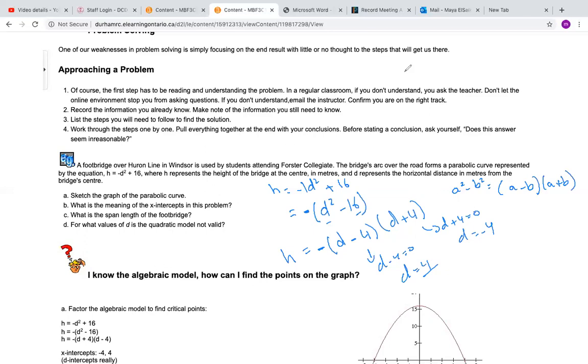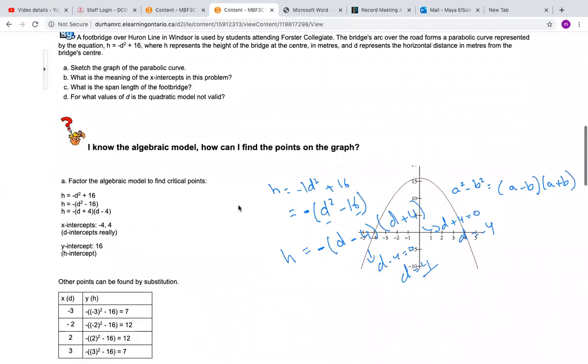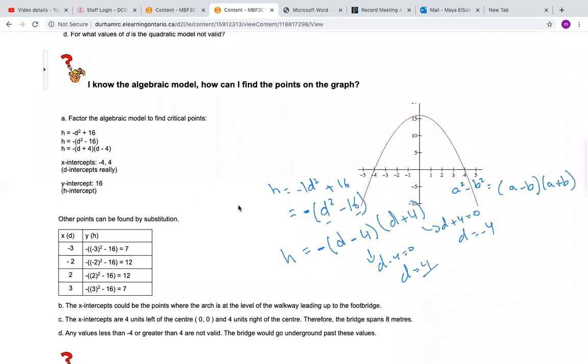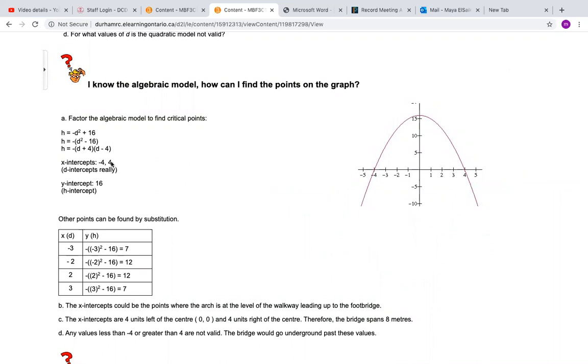Now, what I have so far is the two x-intercepts. I know the y-intercept, we already talked about that. So I know the x-intercepts.